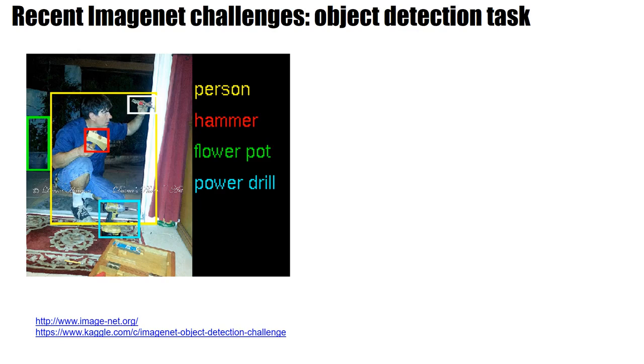So here's a recent example, an image, and it's annotated. On this image is a person, in the yellow frame. On this image also is a hammer, in the red frame. And there's also a flower pot in the green frame and a power drill in the bluish frame. This is amazing. This is a multi-object recognition task.